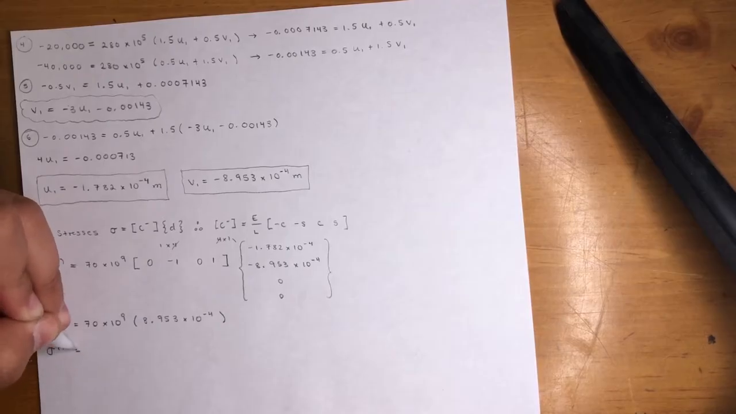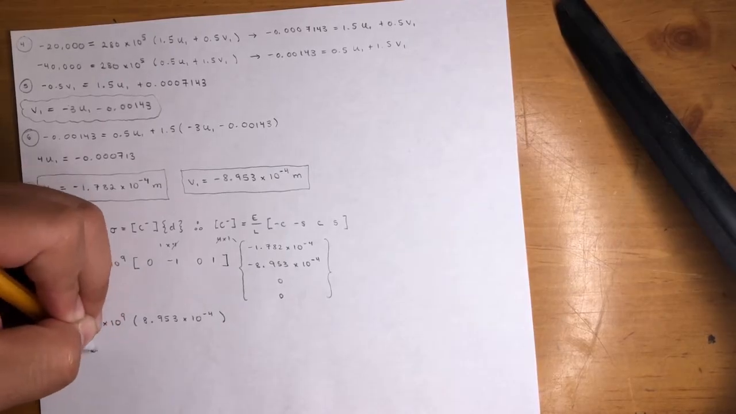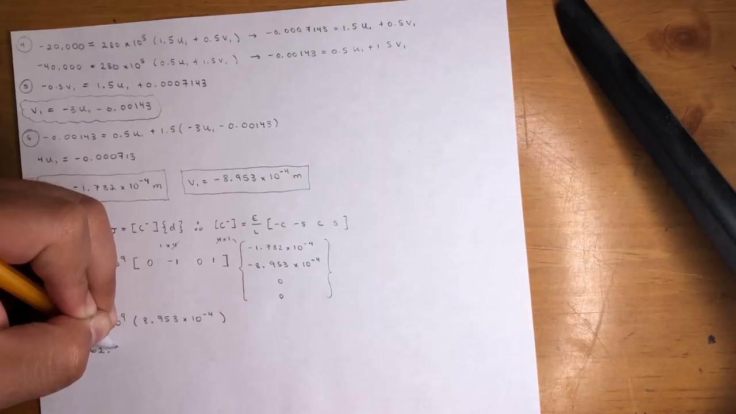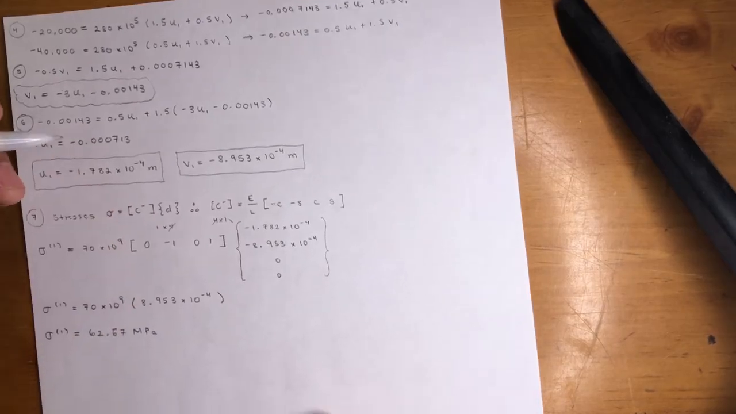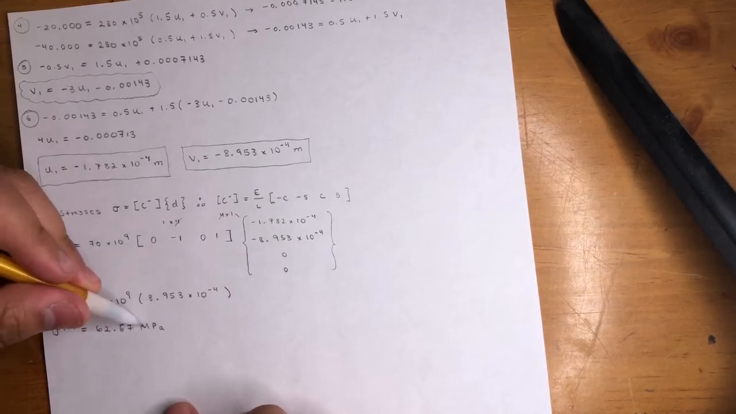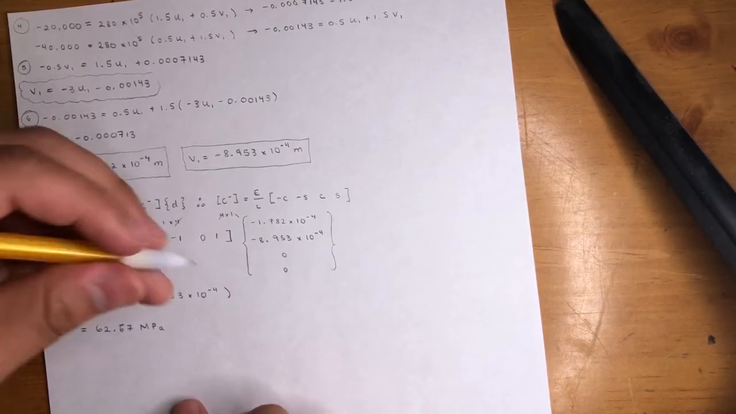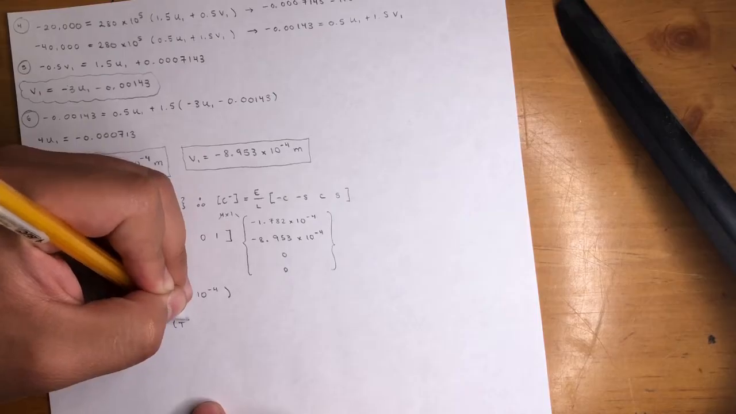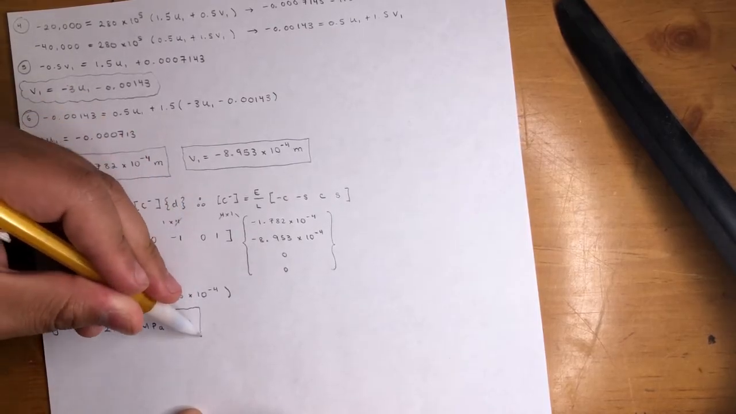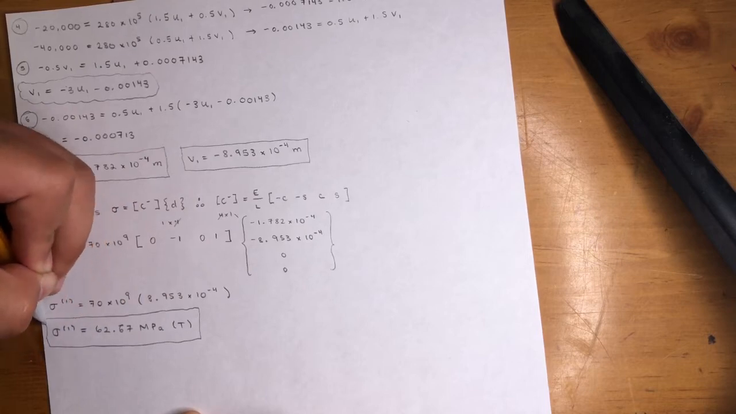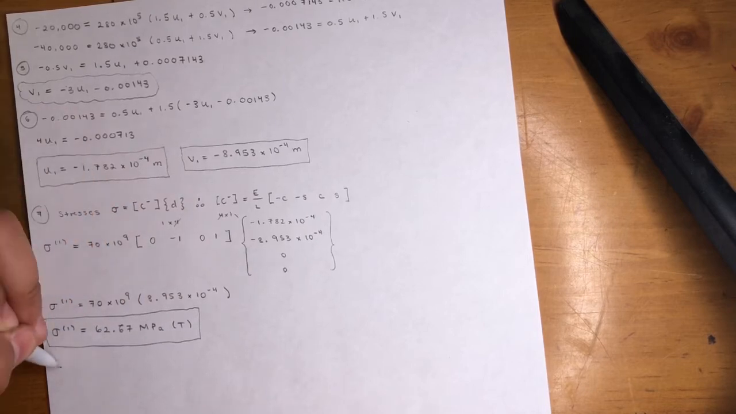Do the math. You will get 62.67, and it's in megapascals. This is 10 to the 6. So that's how I got this number. And since it's positive, this is in tension. So go ahead, block that in, make it look nice. Let's go to the next step.